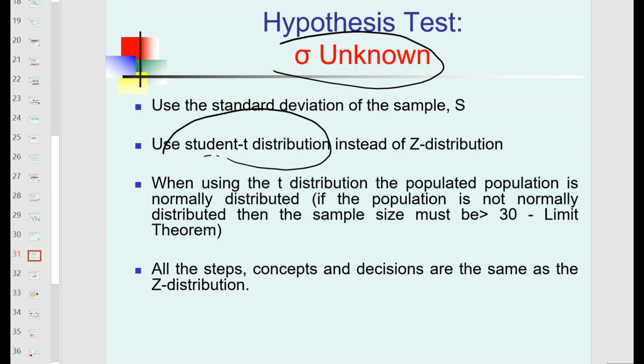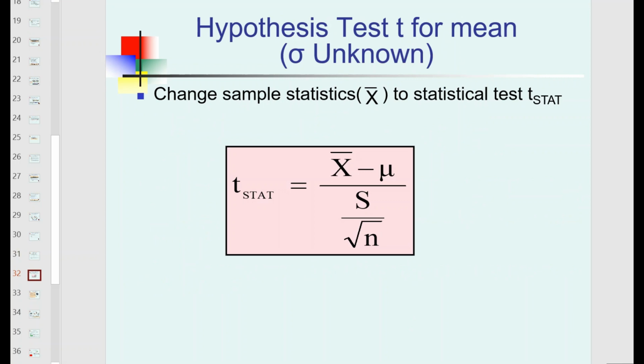Now we move on to how we want to conduct this test. Basically the steps, concept, and how you decide are the same as the Z distribution. It's just that you refer to the T table, and for the formula to get the statistical value, you use the T statistic. Now we look at this formula. Change the sample statistic of X bar to the T statistical test: T stat equals X bar minus mu over the sample standard deviation, because you do not know your sigma. That's the difference.